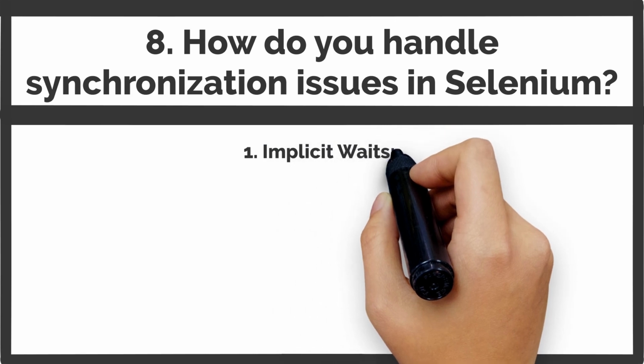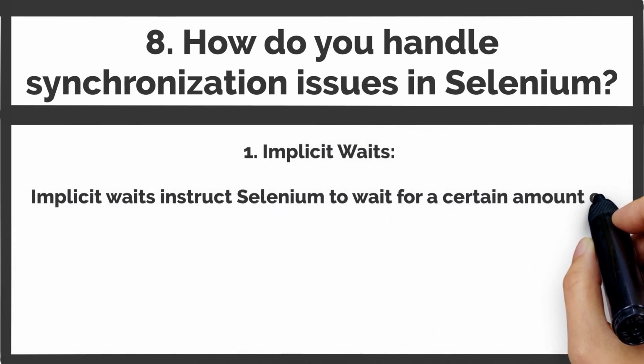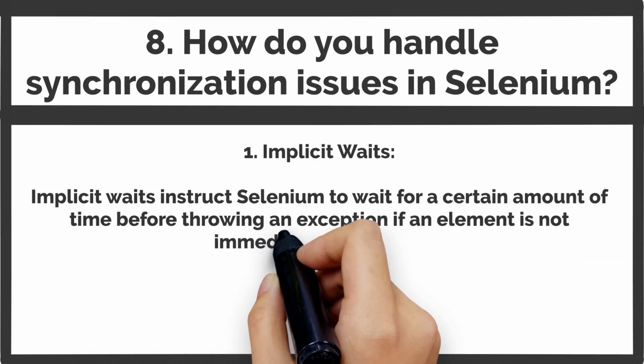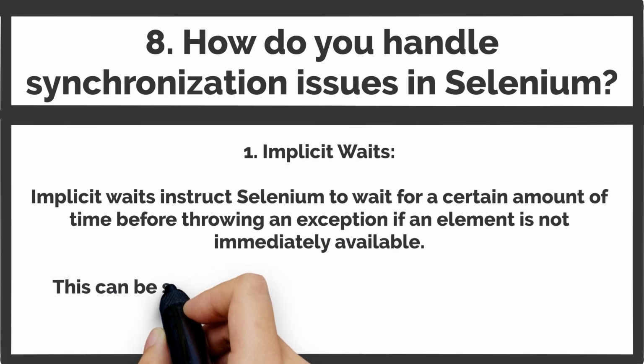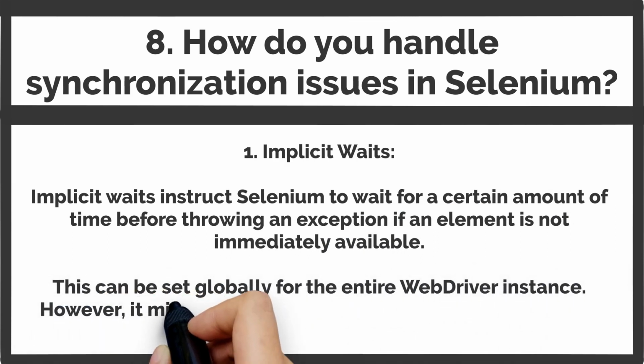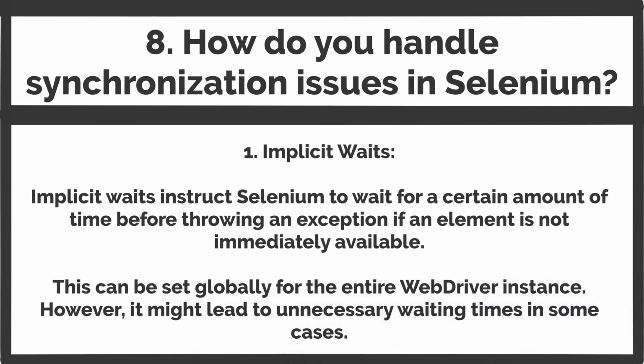1. Implicit waits. Implicit waits instruct Selenium to wait for a certain amount of time before throwing an exception if an element is not immediately available. This can be set globally for the entire WebDriver instance. However, it might lead to unnecessary waiting times in some cases.